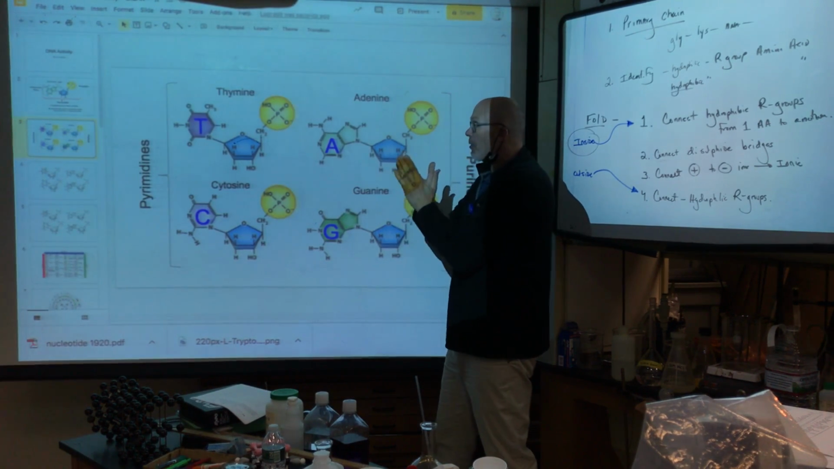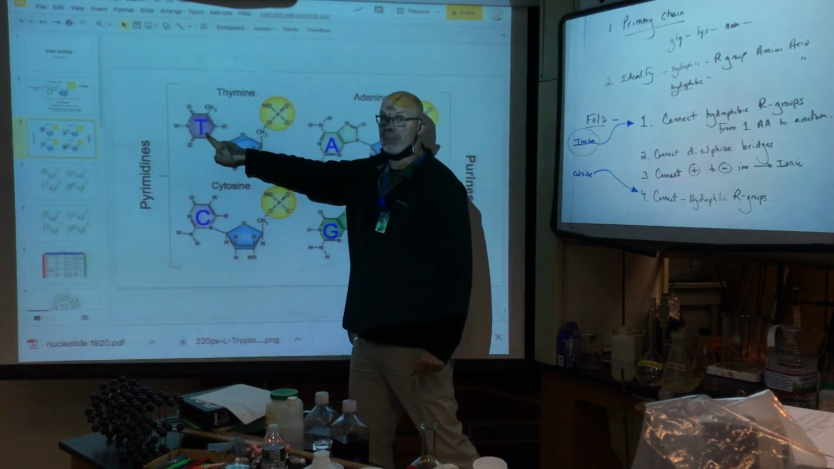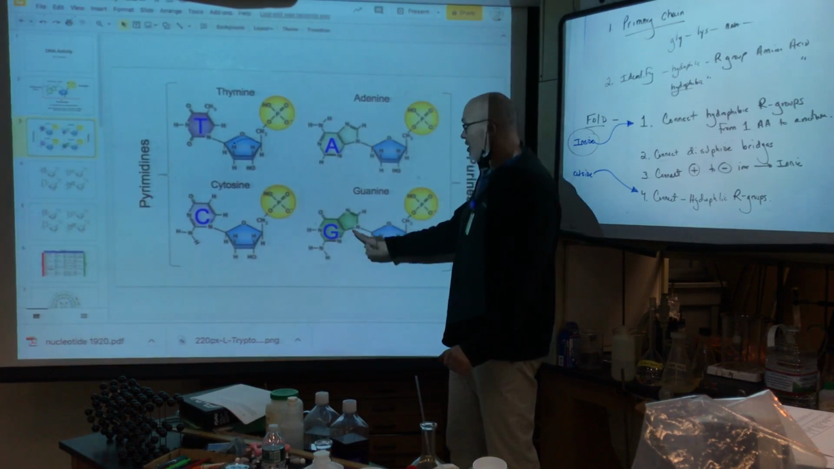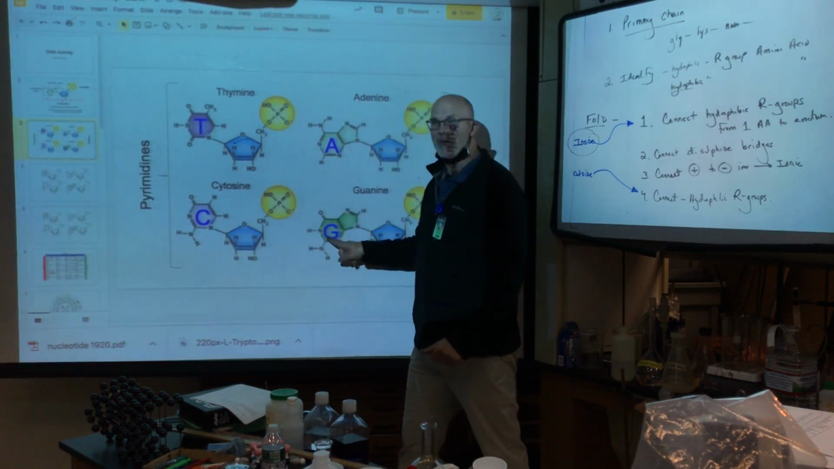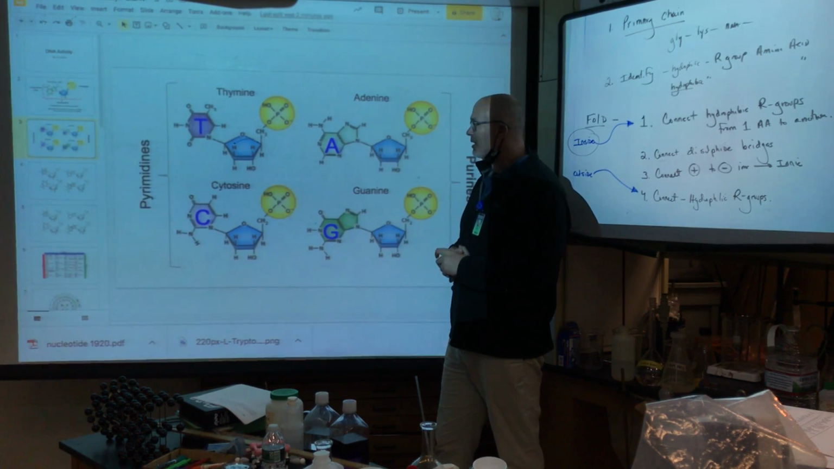So the proper pairing, as you guys have learned, is an A goes with a T. And I always remembered apple goes in the tree. And a G goes with the C. A car goes in the garage. And of course, if you have some other mnemonic that works for you, that's fine.